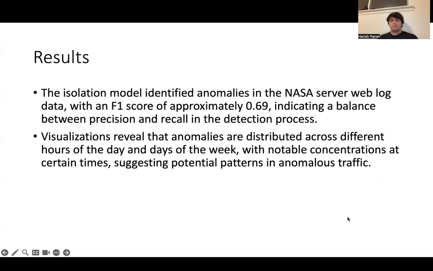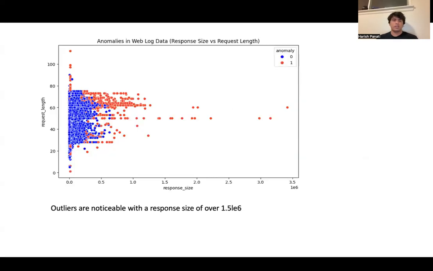So the results. The isolation forest model identified anomalies in NASA server weblog data with an F1 score of approximately 0.9, indicating a balance between precision and recall in the detection process. Visualizations reveal that anomalies are distributed across different hours of the day and days of the week, with notable concentrations at certain times, suggesting potential patterns in anomalous traffic. So let's look at these visualizations right now.